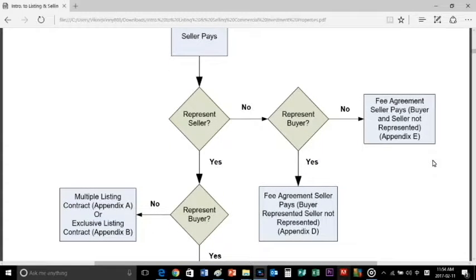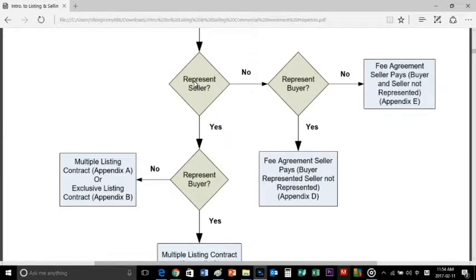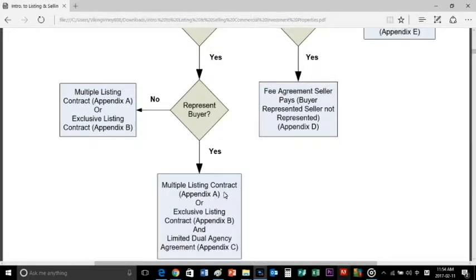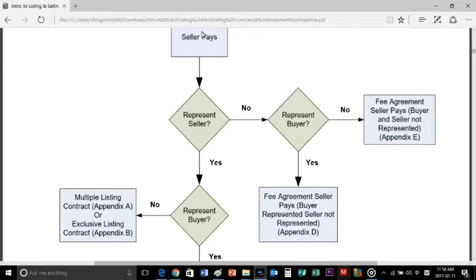All right, let's go back here. Pretty intricate. So represent seller, yes. So you have a choice between represent the buyer, yes or no. If it's no, multiple listing contract, Appendix A, or exclusive listing contract, Appendix B. If it's yes, there's a multiple listing contract, A, exclusive listing contract, B, and limited dual agency, C. If we go back here, seller pays, represent seller, no, represent buyer. If we say yes, then it's fee agreement, seller pays, buyer represented, seller not represented. Hope that makes sense.